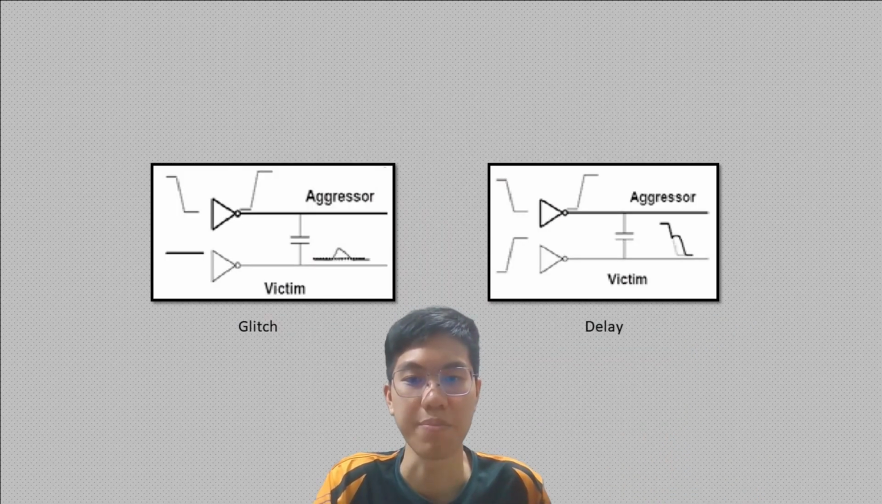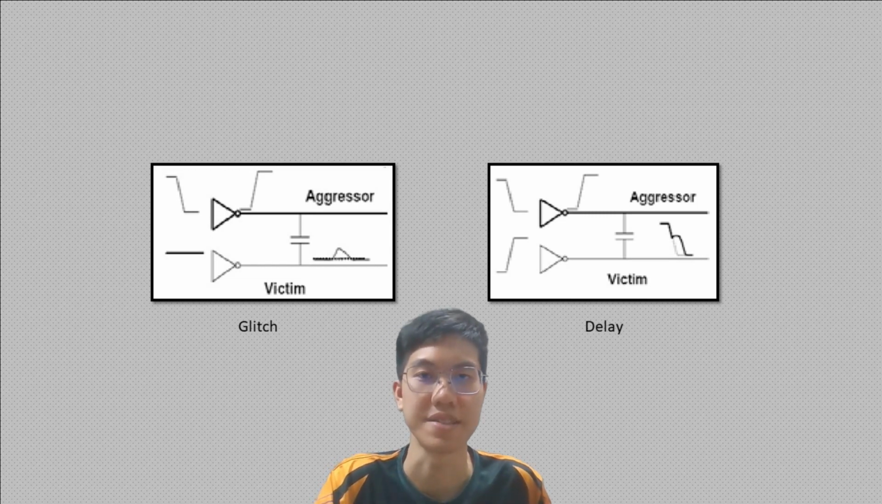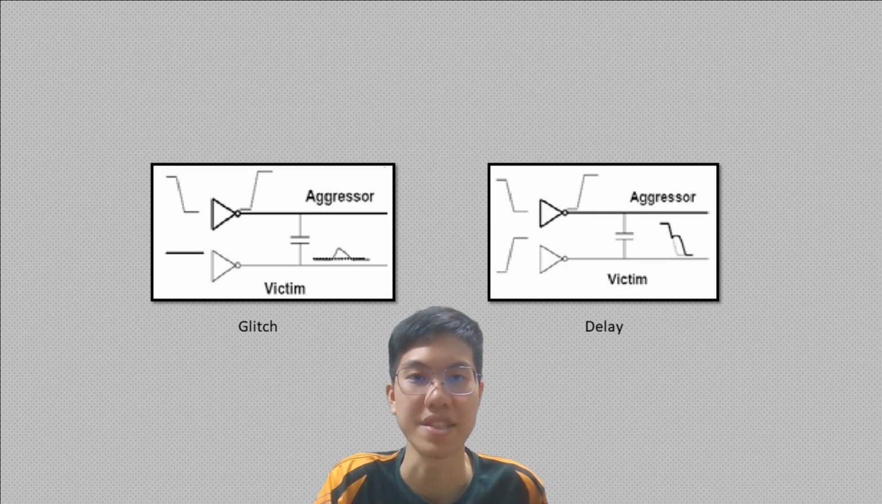Crosstalk is the unwanted coupling of signals between adjacent wires located very close to each other, which can be represented as a parasitic capacitor connecting the two wires. When the aggressor line changes voltage, the mutual capacitor causes the voltage in the victim line to also change. This can cause glitches and delays, creating switching errors and affecting performance.